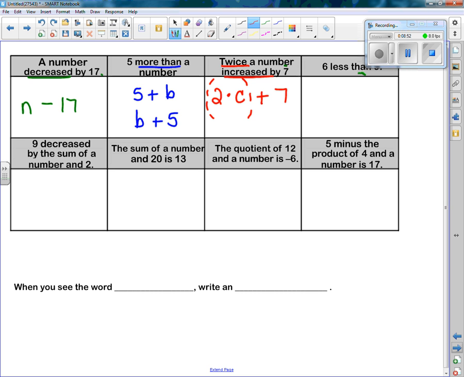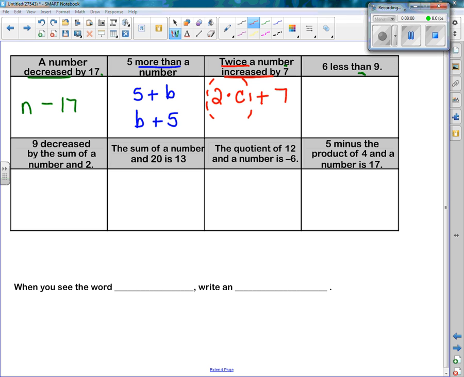Okay, next one, 6 less than 9. Well, in our heads we can say that should be 3. So we need to make sure that we're coming up with some type of expression that represents the number 3. So this is going to be 6 less than 9. And we look at that and we say, yep, that's correct. That's going to give us 3.